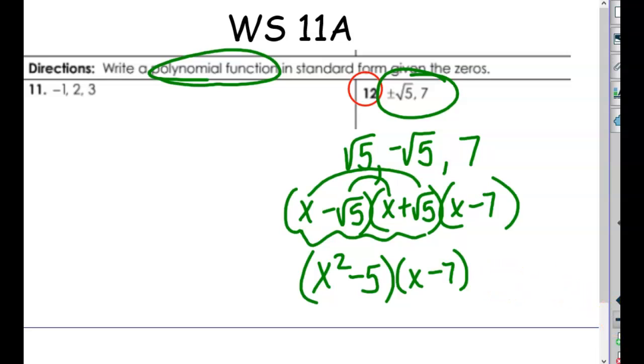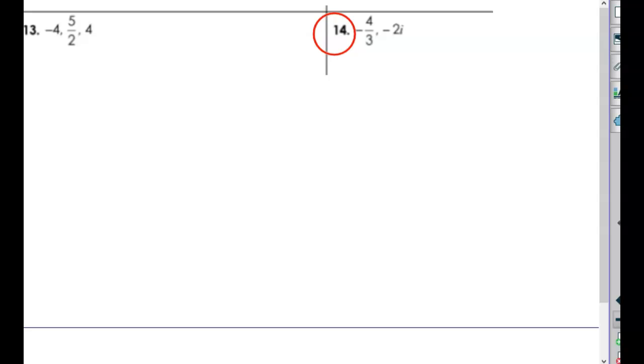Is there another circled problem on this page that we can get out of the way? 14? All right. So what would negative 4/3 look like as a root? You'd have x plus 4/3. Everybody okay? For a negative 2i, you'd have x plus 2i.